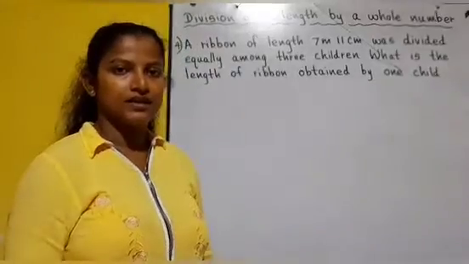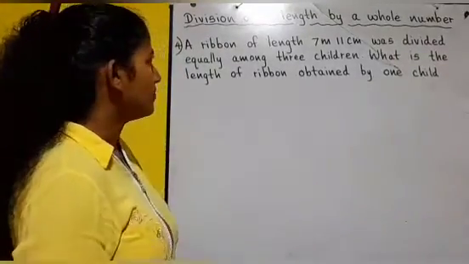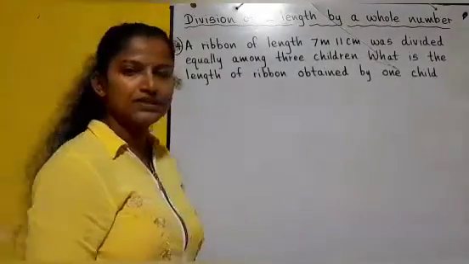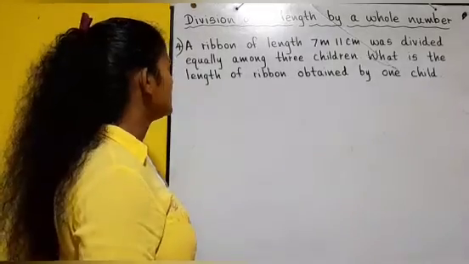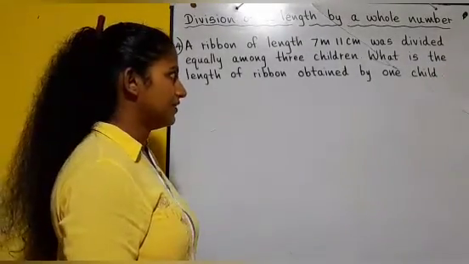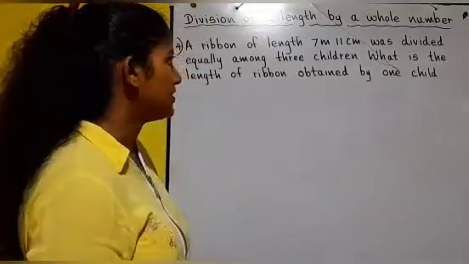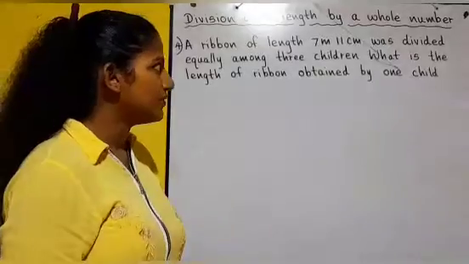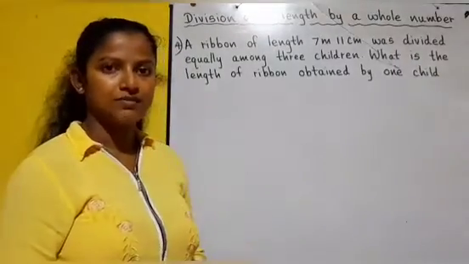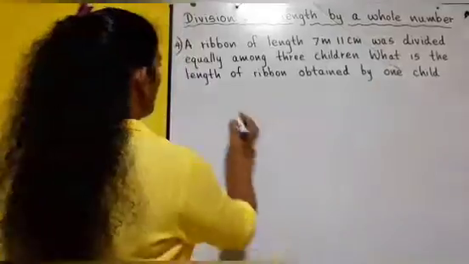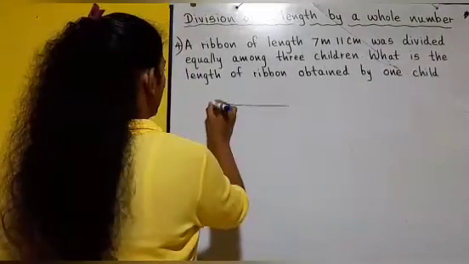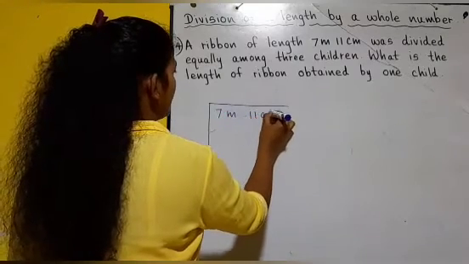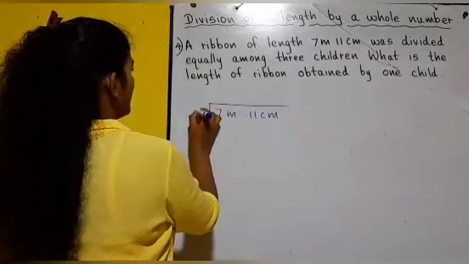Fourth example. A ribbon of length 7 meters 11 centimeters was divided equally among 3 children. What is the length of ribbon obtained by one child? To find that, we have to divide the total length of the ribbon by 3. We will perform the long division method here. 7 meters 11 centimeters. Divide by 3.